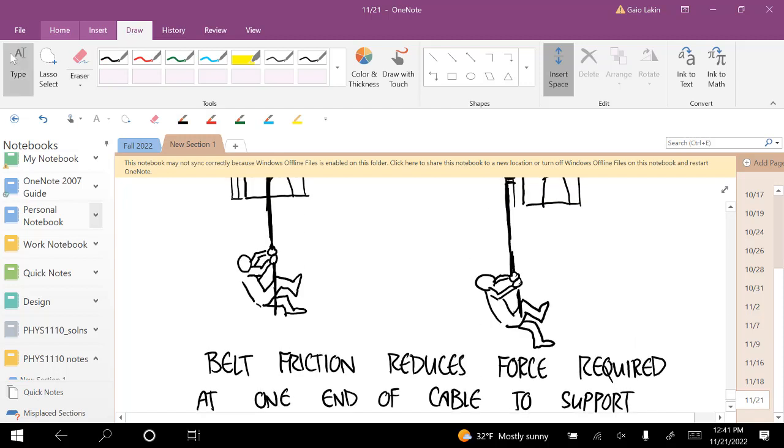In this example, the given force is the weight of the prince or whatever this guy is. It's probably a prince. He looks pretty handsome. He's got nice hair.